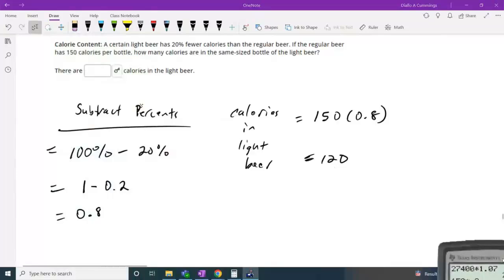Okay, so any questions about these two? And you're going to see questions like that a lot. That applies to sales tax. In the next section, that applies to savings accounts. All right, so you can add and subtract percents.